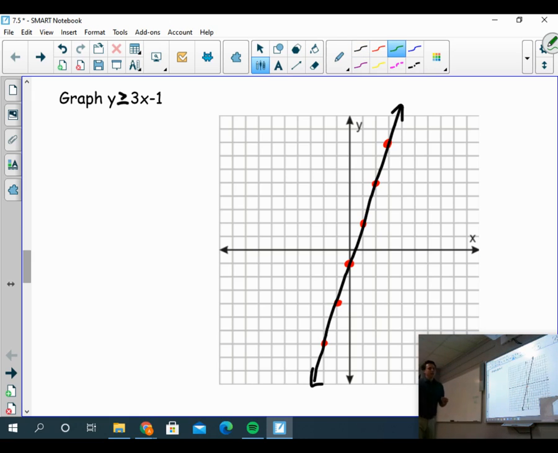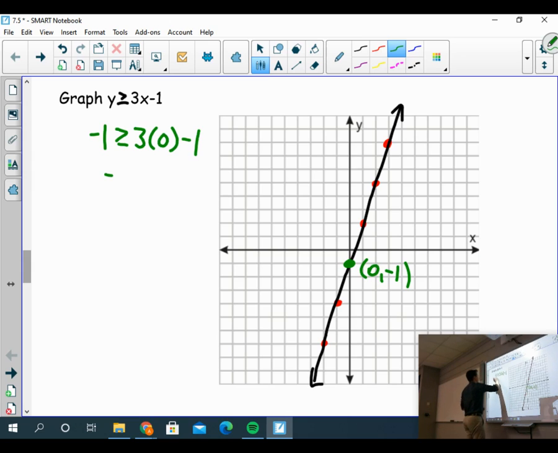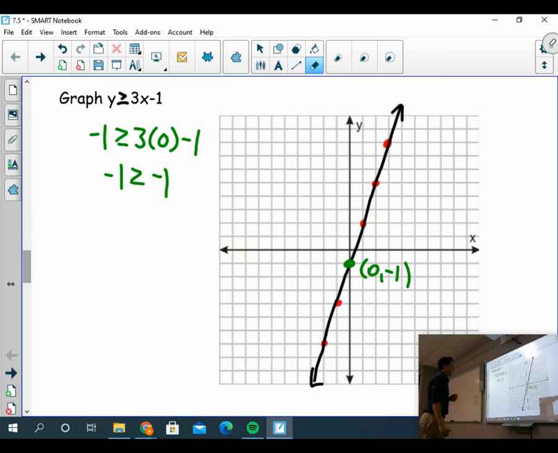That means any point that is physically on this line will make the inequality true. If you're still unsure about dashed or solid, pick a point on the line and check it. I'm picking (0, -1), and let's see if that makes the inequality true. And indeed, it does. -1 is greater than or equal to -1 is a true math statement. Therefore, points on the line do satisfy the inequality, and we want a solid line as opposed to a dashed one.